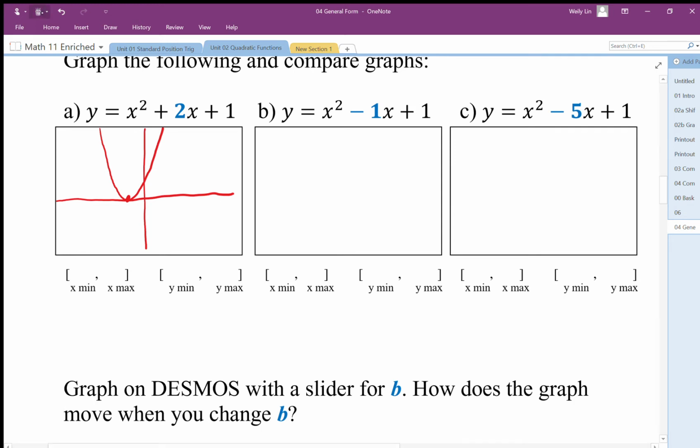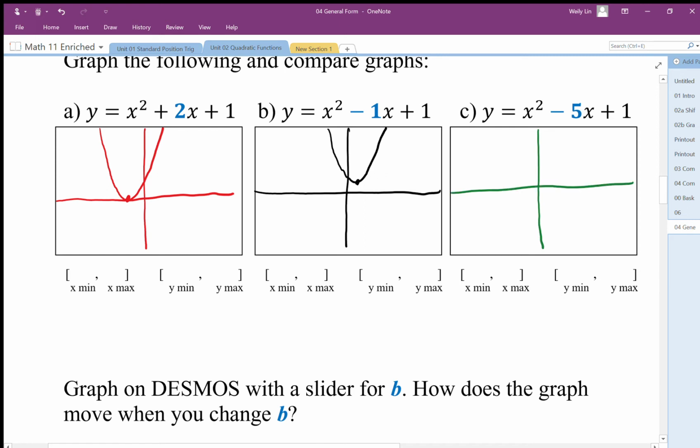If we actually graph the other one here, okay, this one here, it's going to open up. It's going to have a y-intercept of 1 in this case, so the vertex is now somewhere over here. And then for that last one, it's going to have the same opening, same shape as those. Both of those, these both have the same shape. The third one has the same shape as well.